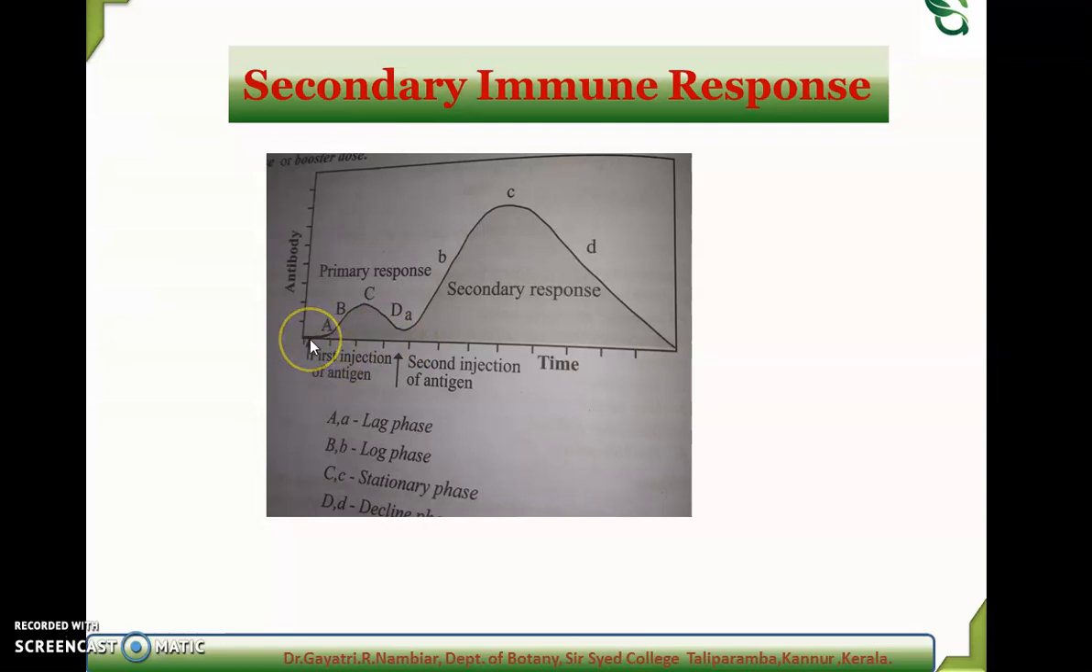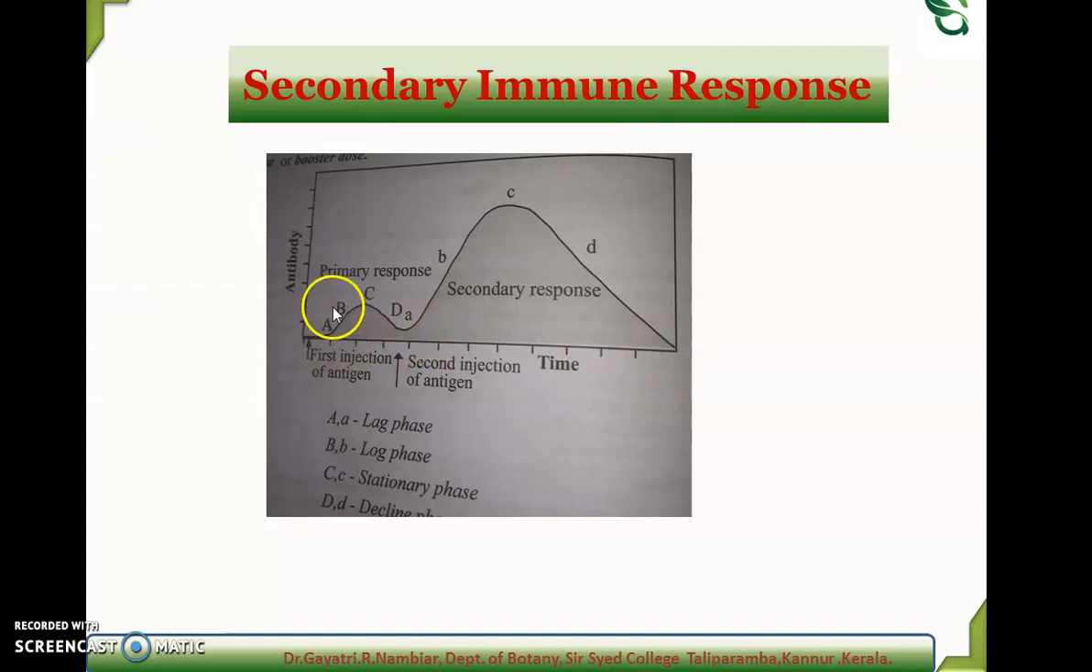Here we take the first injection of the antigen and the antibody starts being produced in the body, after which it declines in the decline phase, during which there will be a steady decrease in the amount of antibody produced in our body. Now after the second injection, again the same process, that is lag phase, log phase, stationary phase and decline phase, will be produced in our body, during the period of which the secondary response is quite longer when compared to the primary response.